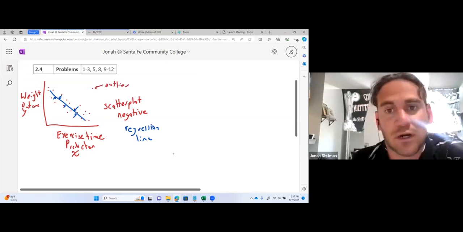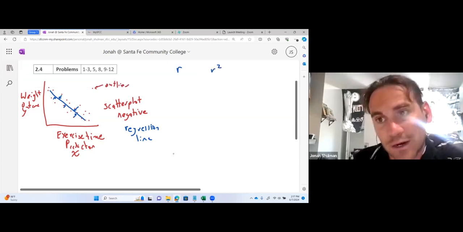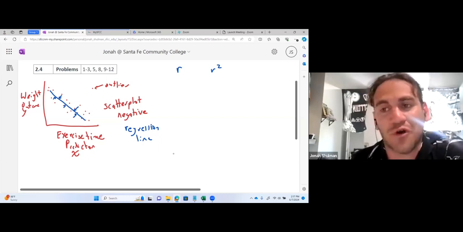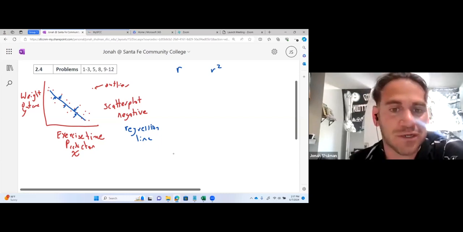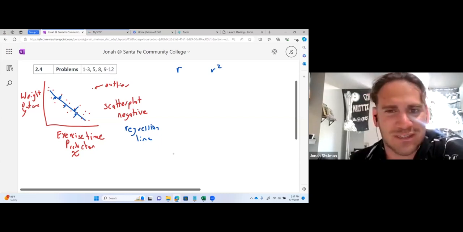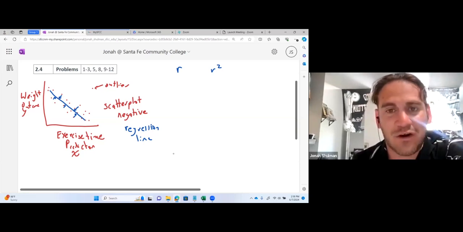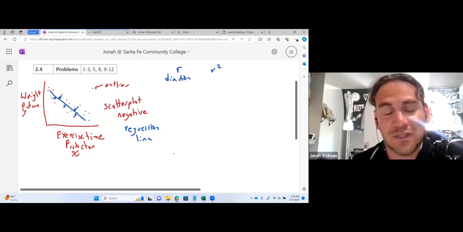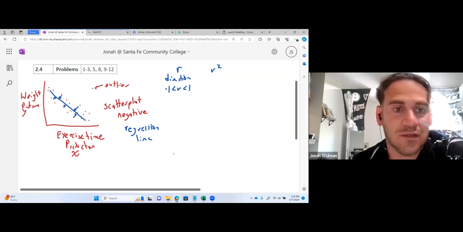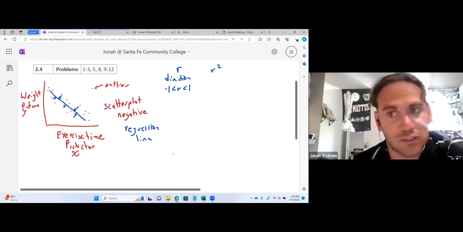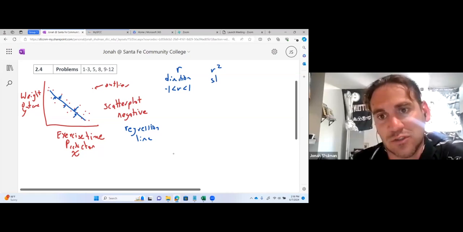Now we have R and R squared. These are the correlational coefficients. We'll talk more about them later, but I just wanted you to get a sense of what this is. The R shows you the direction, like positive or negative. It's always from -1 to +1. So if it's a perfect -1, it just goes right down. And R squared is going to show us the strength, how strong it is.